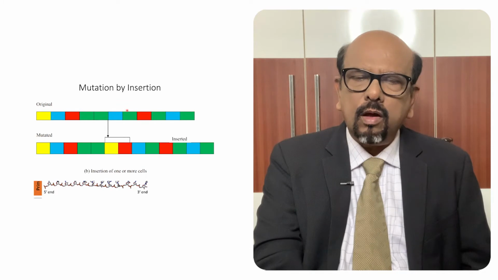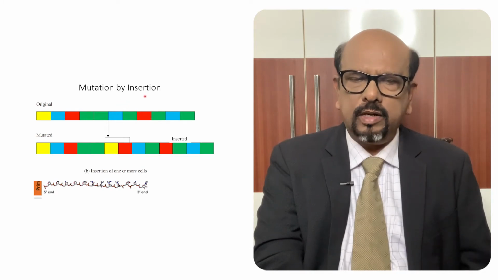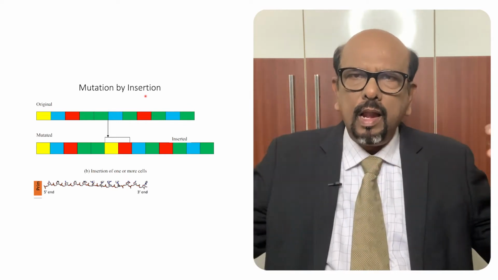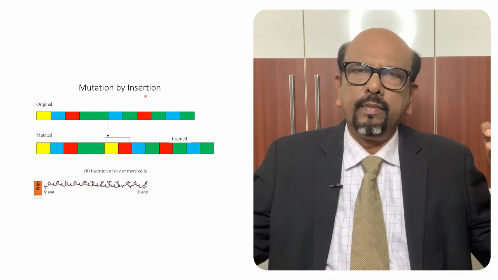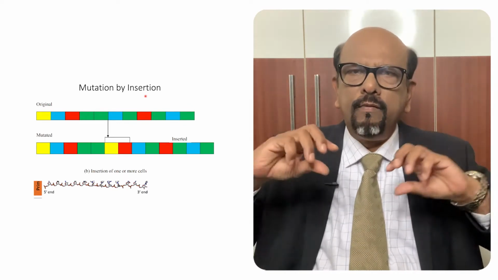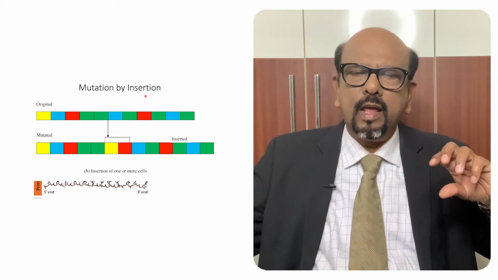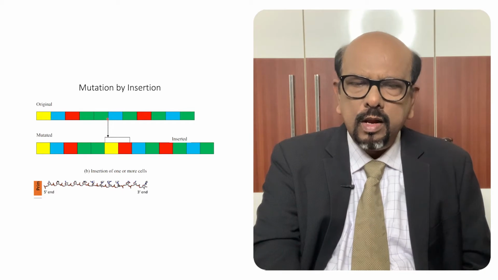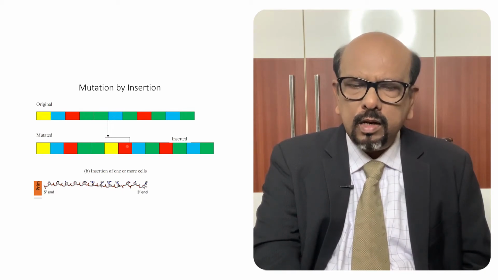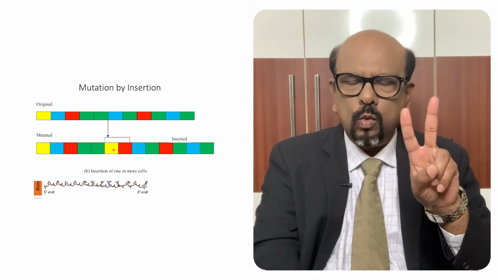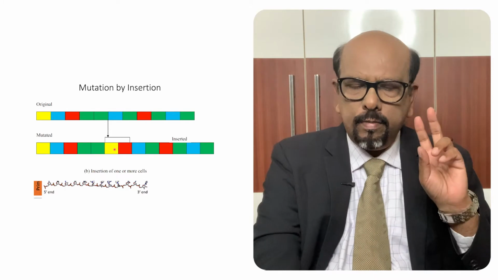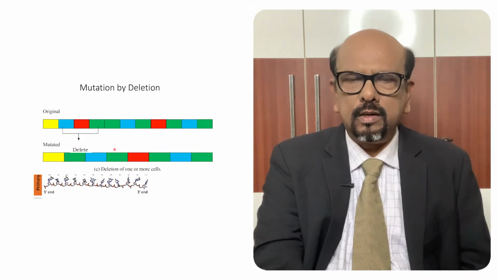Whereas there is something called mutation by insertion. In some problems, the sequence length is not fixed. It is possible to have varied length of DNA. So in such a case, it is possible to insert, look at it, between this green and this blue, we are inserting two cells. One is yellow and one is red. This is called mutation by insertion.